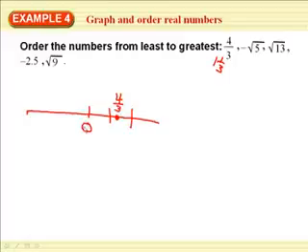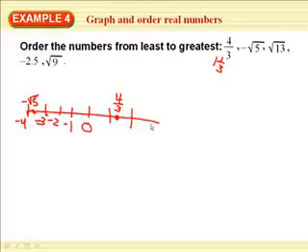The negative of the square root of 5: the square root of 5, 2 times 2 is 4, 3 times 3 is 9. It's closer to 4, negative 4. So the negative square root of 5 is going to be in there somewhere.